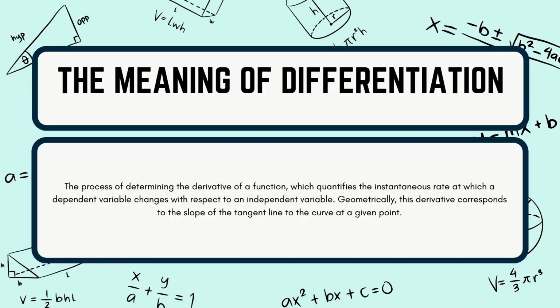Differentiation is the process of determining the derivative of a function, which quantifies the instantaneous rate at which a dependent variable changes with respect to an independent variable. Geometrically, this derivative corresponds to the slope of the tangent line to the curve at a given point.